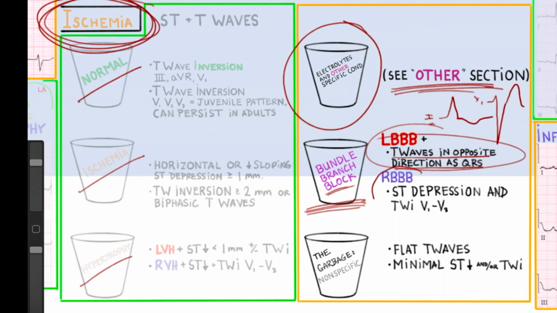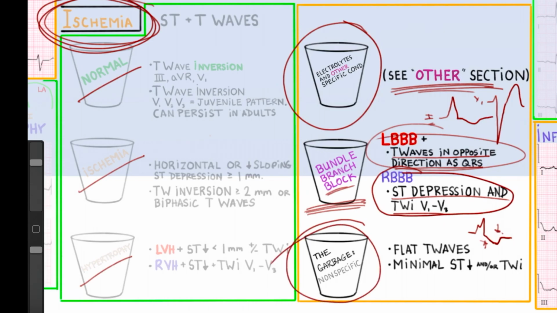In right bundle branch block, you get ST depression and T wave inversions in V1 to V3. So it'll look something like this: ST depression, T wave inversion. Another bucket for ST and T waves.